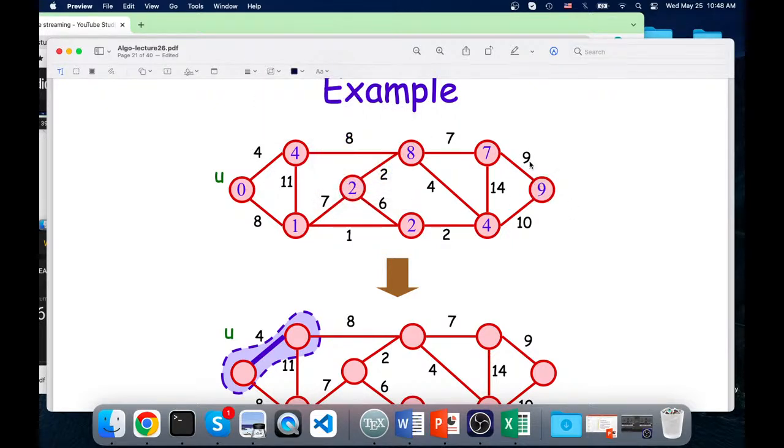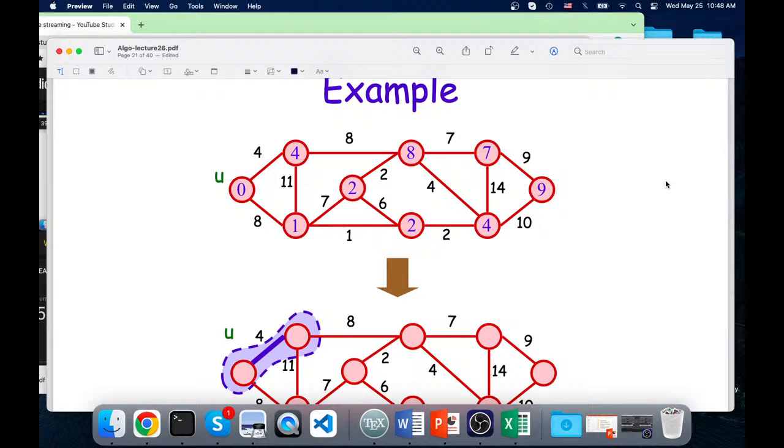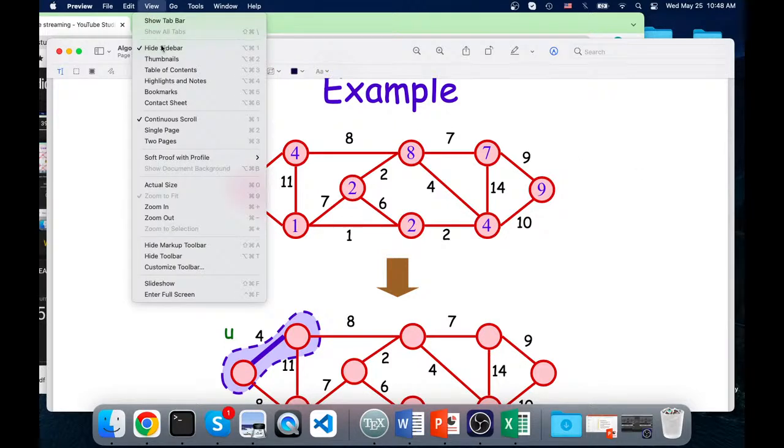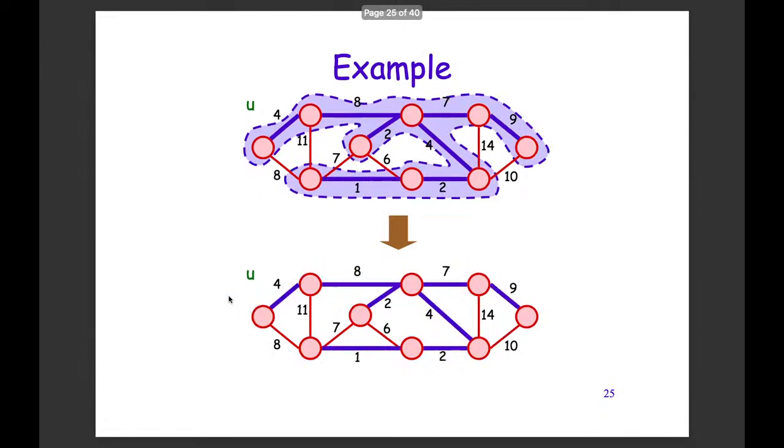So once all the nodes are now blue, it means that they are already in the spanning tree, and then we can stop the algorithm. Is that okay? I hope it looks good. So this is how Prim's algorithm is performed. And then, okay, so that's it.